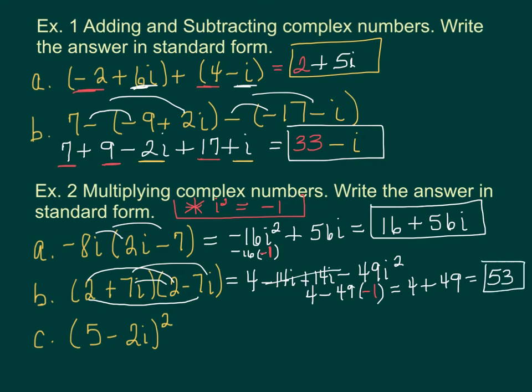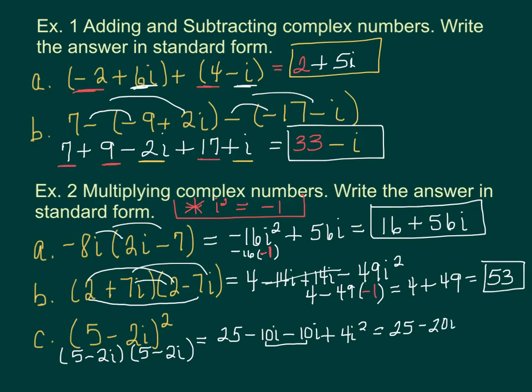And then for c, this means that we have to write it twice. 5 minus 2i times 5 minus 2i. I'm going to FOIL again. First, outer, inner, and last. Now in this case, my middle terms don't cancel. So I have 25 minus 20i plus 4, oh, there's that i squared. So I have 25 minus 4, which is 21, minus 20i.